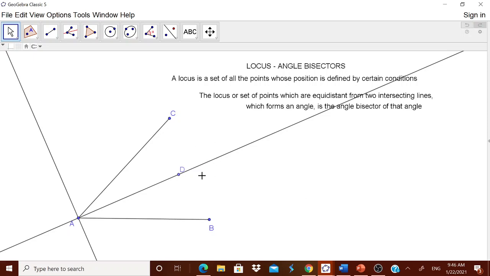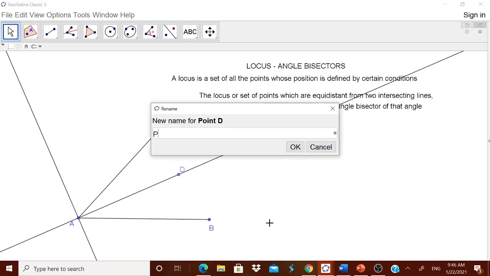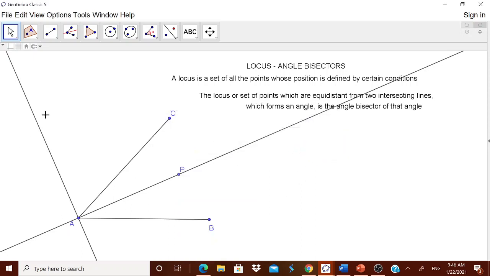Okay, what we can do now, this point normally will be renamed as capital P. All of you know that. This is a capital P. Okay, well, now we don't want some lines. Therefore, what we will do is we will show this.